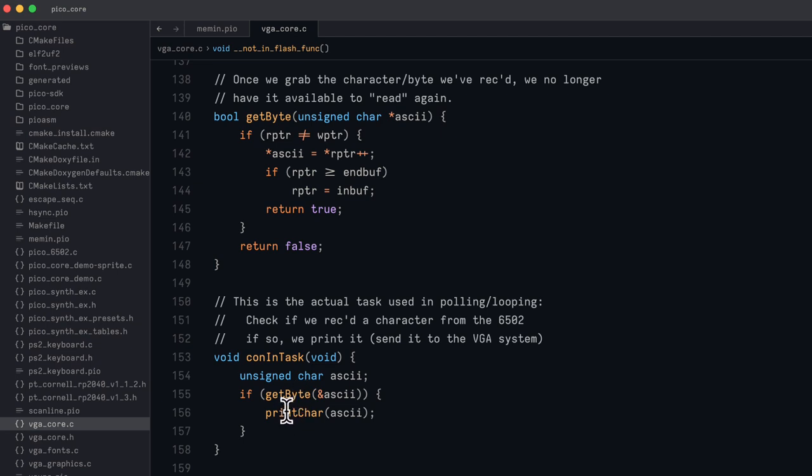And by printing the character, it means that we actually take that character that was read in and push it into the VGA subsystem. Because the VGA subsystem is itself a pretty large and complex piece of software, it handles not only the signaling of the VGA subsystem itself, the horizontal and vertical syncs, but also generating the graphics, the text, and all the other functions associated with that. That will be the topic of the next video.